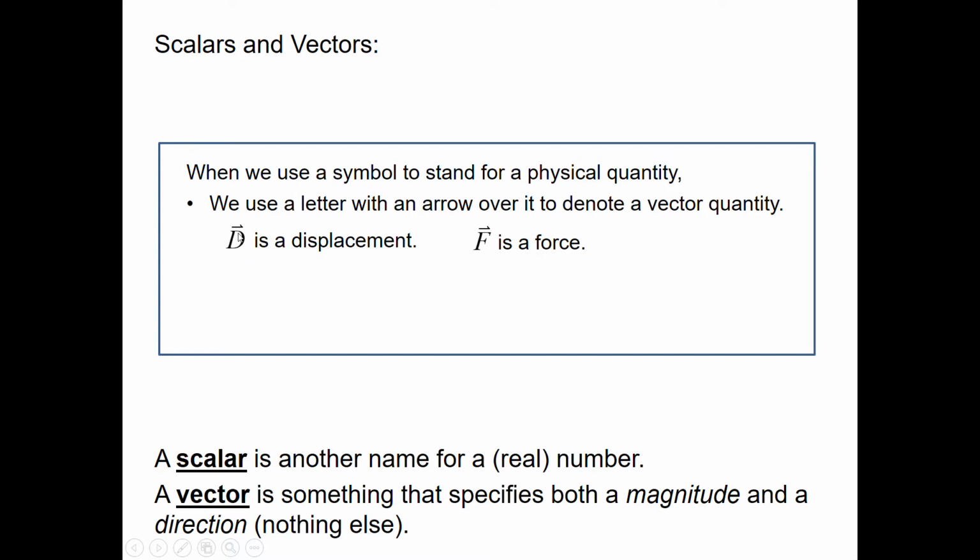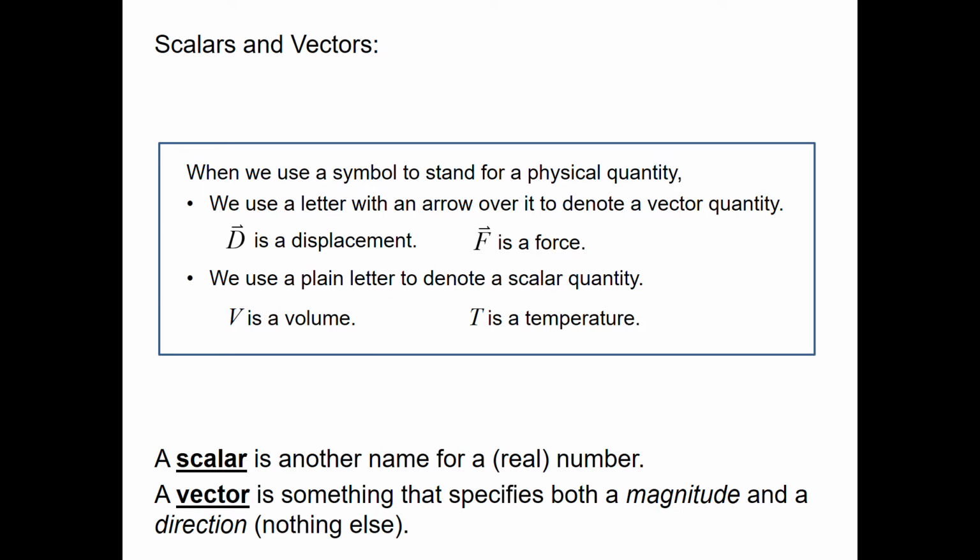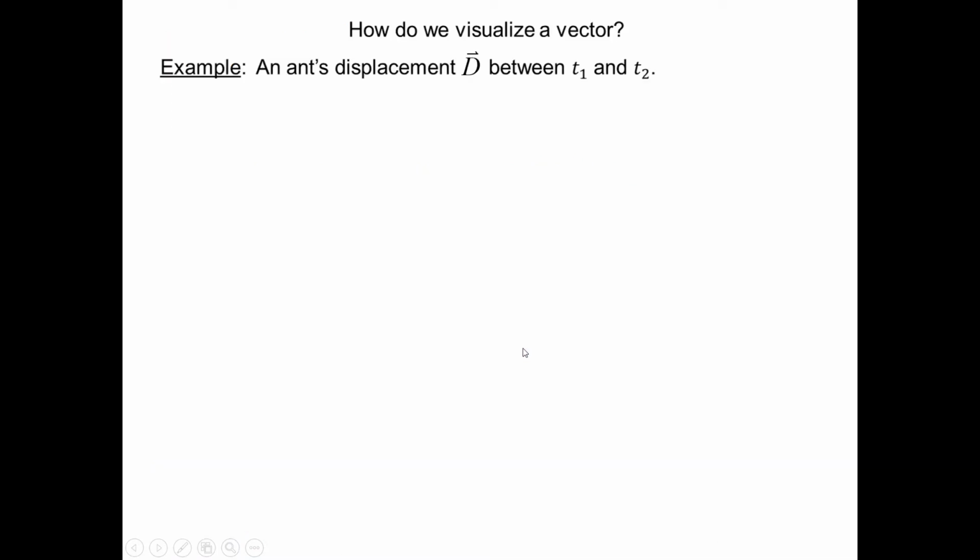Because we're lazy, it's easier to write it if we just draw an arrow with only half an arrowhead on it. You could put the other half of the arrowhead on it, but it's just easier with one swipe of the pencil to go up like that. F is a force, so force is a vector, so we will give variables that look like that. In contrast to that, we're going to use plain letters to denote a scalar quantity. So we'll say things like V is a variable that represents a volume. T is a variable that represents a temperature. There's no direction, so we don't put an arrow over it.